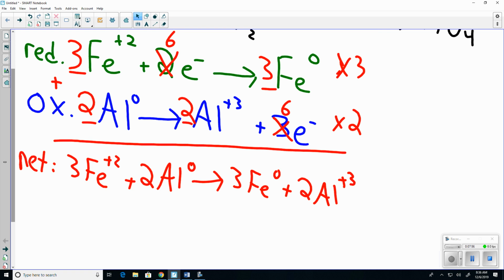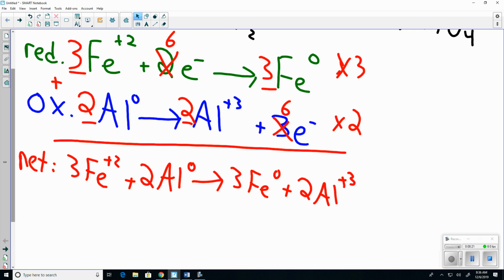And just like with my previous 2 equations, the charges on each side of the arrow should balance out, along with the number of each atom. So I have 3 irons, 2 aluminums, 2 aluminums. I have a plus 6 on this side. I have a plus 6 on the other side. Do you have questions on that at all?